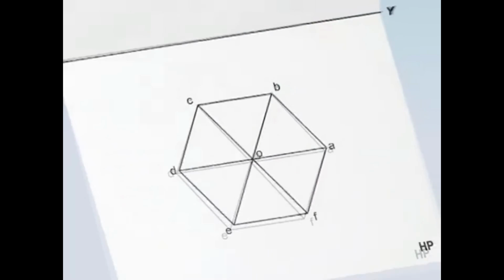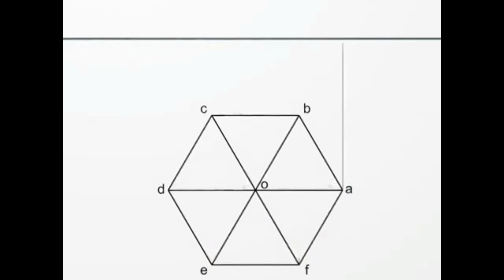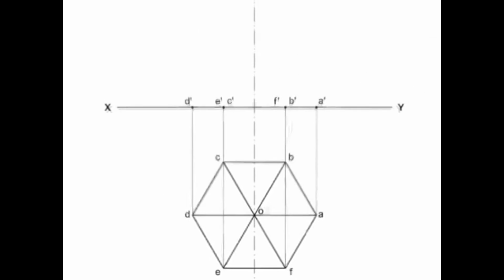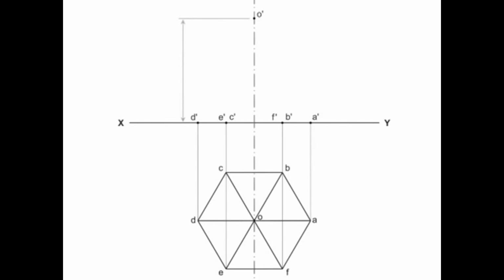For the construction of the pyramid, we will draw projections of this base hexagon on line XY. After that, label the points where the projectors are touching XY as A', B', C', D', E', F'. Locate the point O' at a height of 75 mm from the XY line on the vertical center line and connect all the points to the center O'.